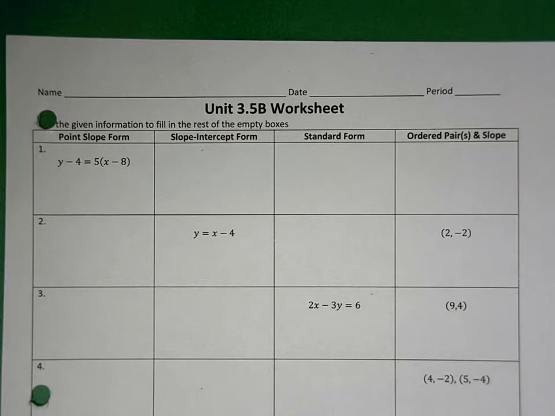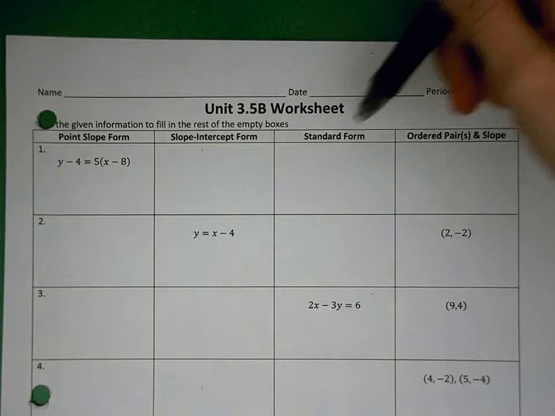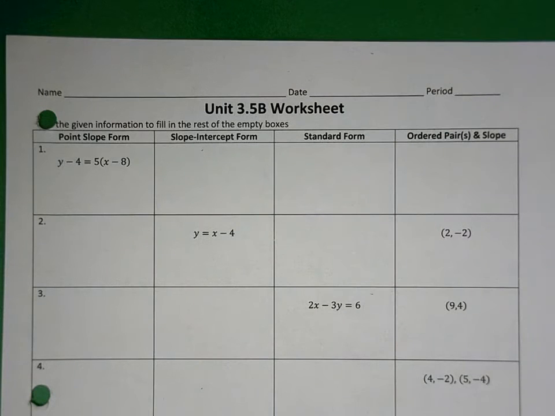Okay, so taking a look here at our worksheet, we start with our point-slope form, which is y minus 4 equals 5 times the quantity of x minus 8. And they ask us to turn it into slope-intercept form, standard form, and identify ordered pairs and slope.